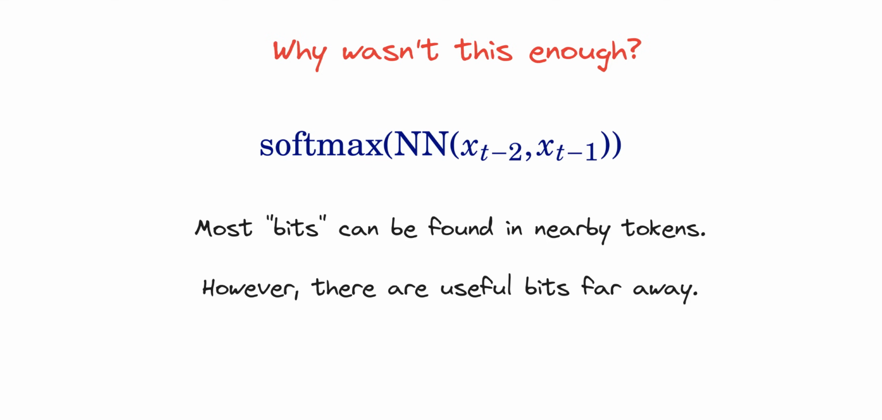However, this alone doesn't really seem to be enough. One of the problems is that while the close words are particularly important, there are many bits that are hard to recover without looking at longer-term context. So in particular, even if you have a very large neural network, you might not have enough information in the last two words to really make a very good prediction about the next word that is coming up.